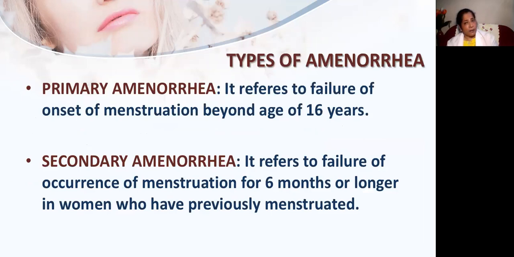Now, amenorrhea could be divided into two types: primary, which refers to the failure of onset of menstruation beyond the age of 16, and secondary, which refers to failure of occurrence of menstruation for a period of 6 months or longer in women who have previously menstruated or who have attained menarche.